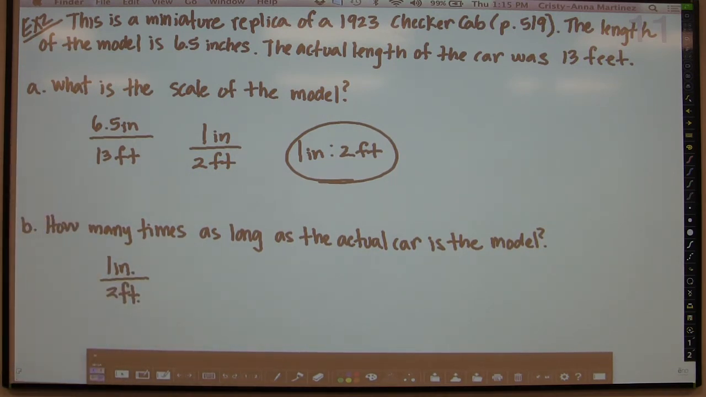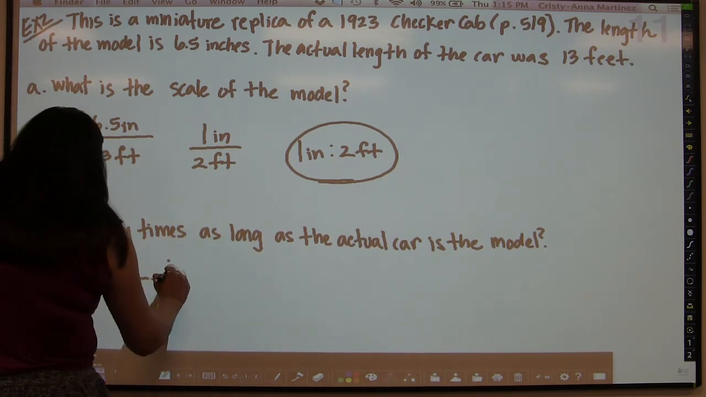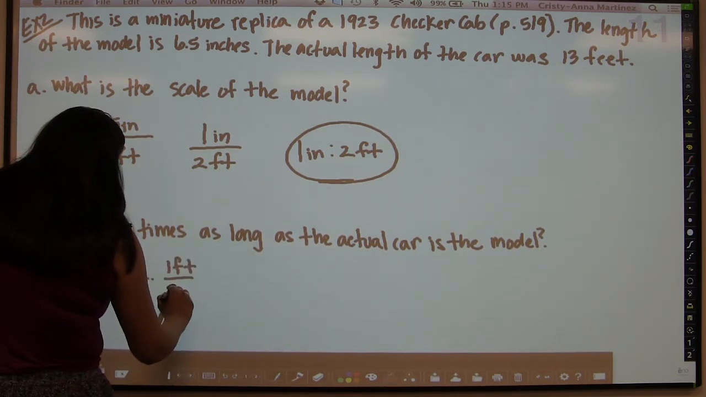You've got inches and you've got feet. So in order for us to be able to answer this question, we have to convert our feet to inches or our inches to feet, but it'd be a lot easier to convert our feet to inches. So we know that there's 12 inches in each foot. So we're going to go 1 foot to 12 inches.